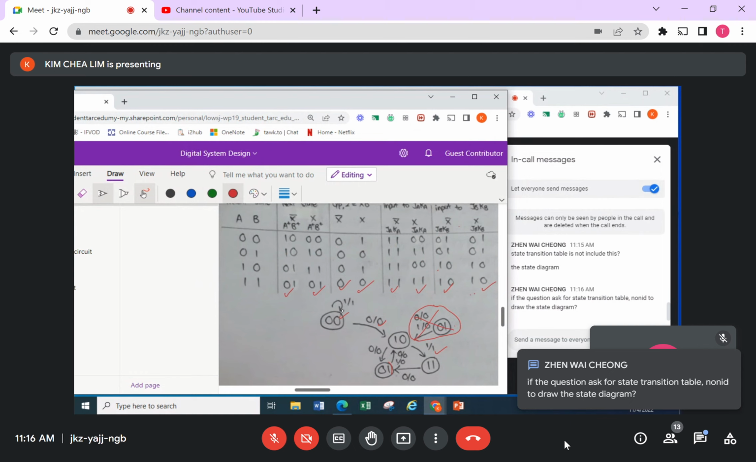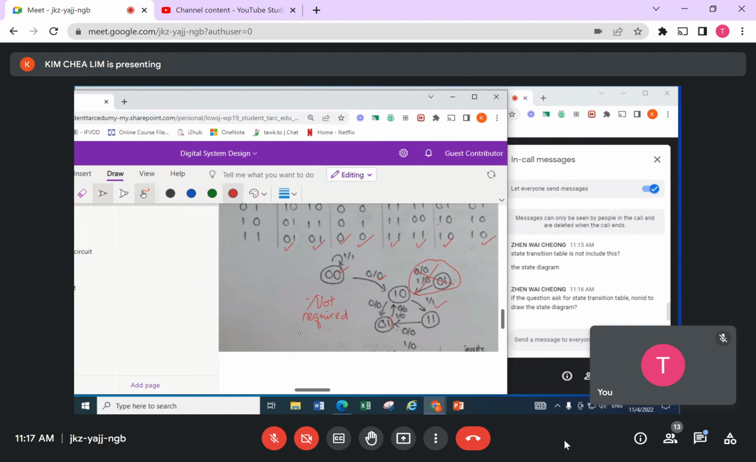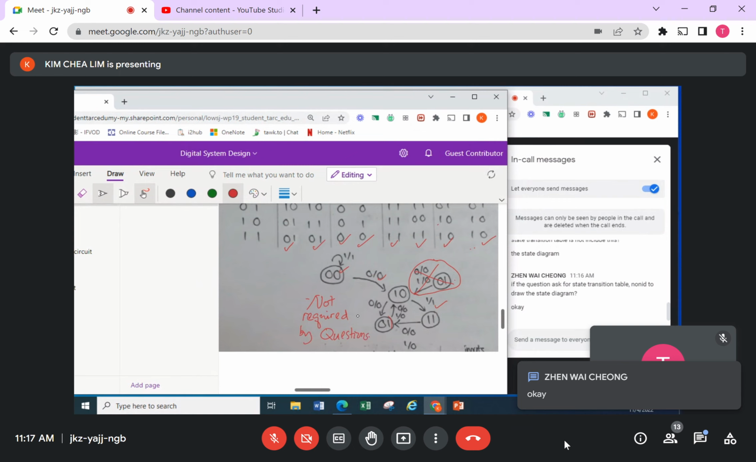State transition table. This is the state table. So this question never asked for this one. Not required by the question. Like I say, in tutorial we do all because it's tutorial, but this exam here does not require it. So in the exam, read the questions. Unless you have more time and want to do extra, never mind. If not, answer according to the question. Okay to all?